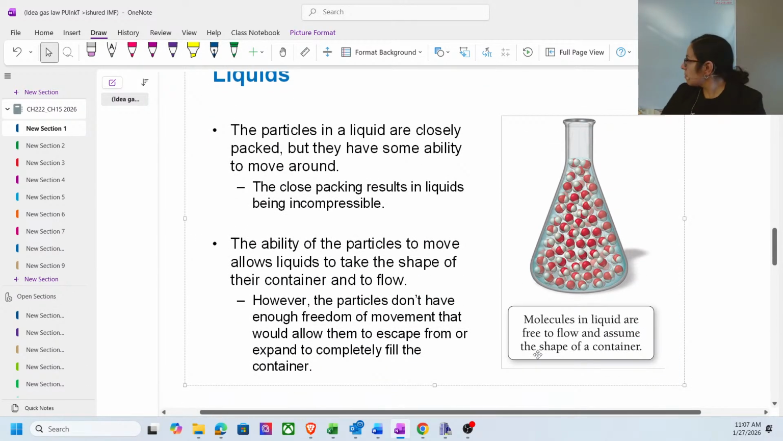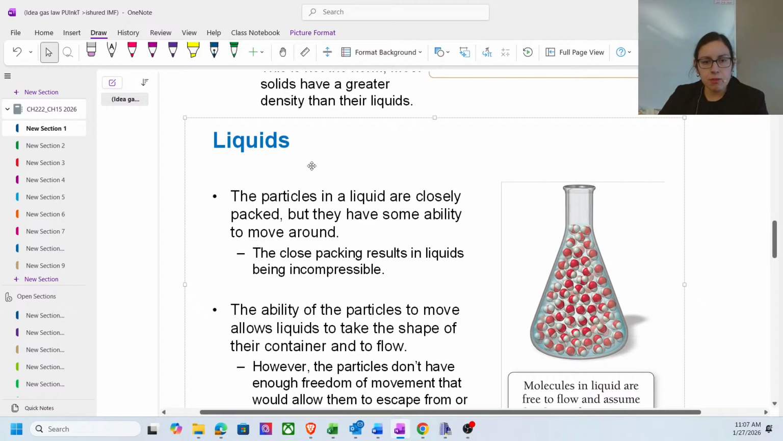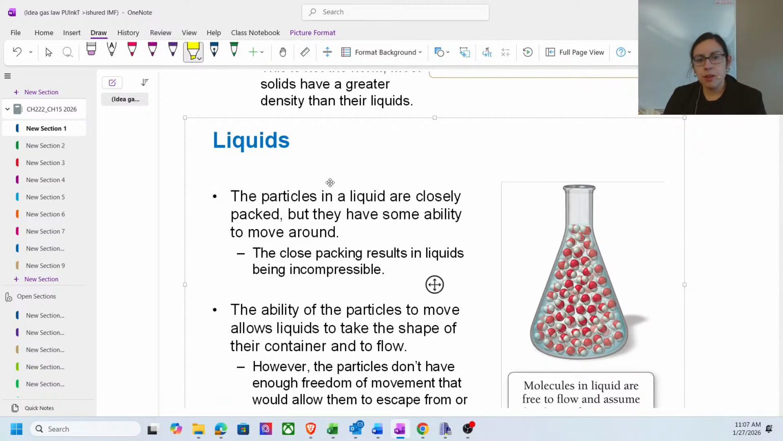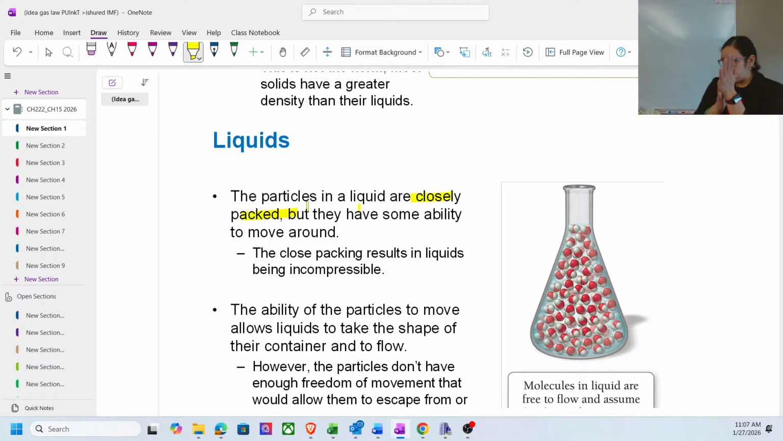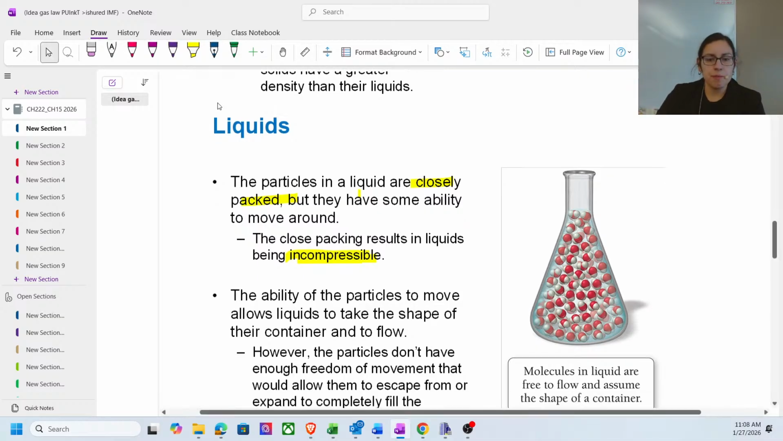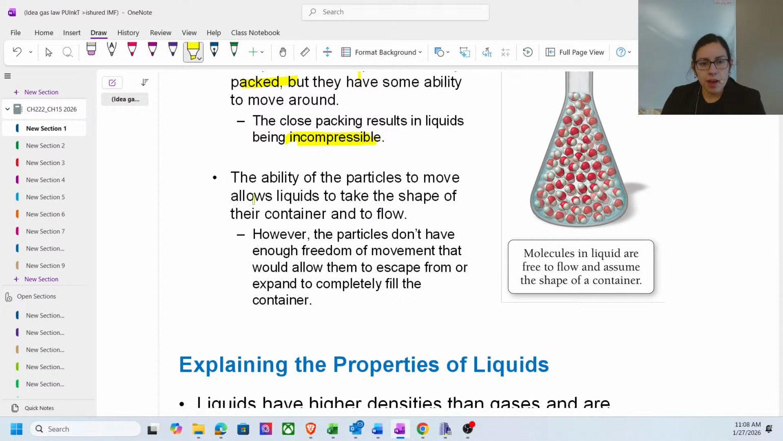And then just refreshing on our properties of liquids. Like we recall from first quarter, liquids are closely packed, right, but they have the ability to slide around and move. Since they are close packed, liquids are considered incompressible, right? So you can't squash them down to a smaller volume. But they do have the ability to flow and take the shape of our container.